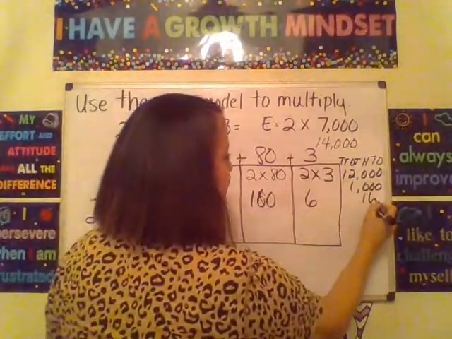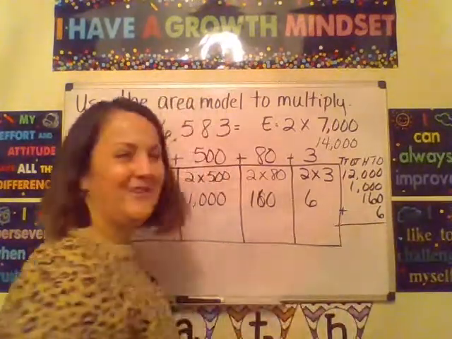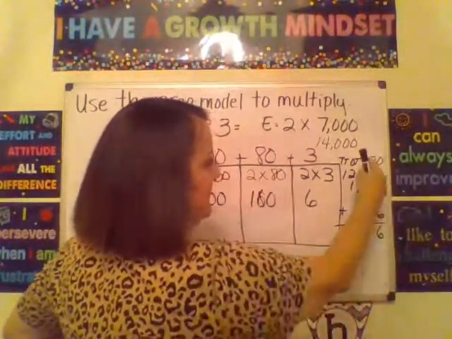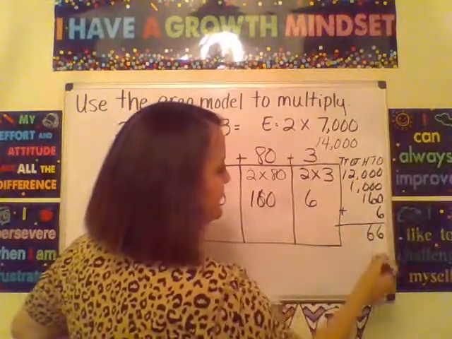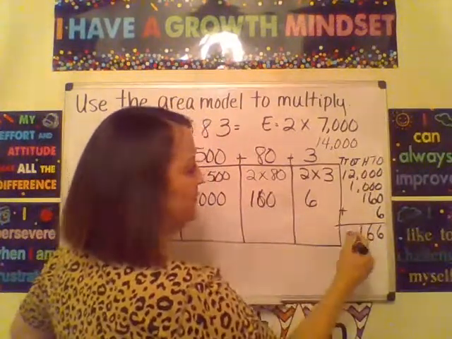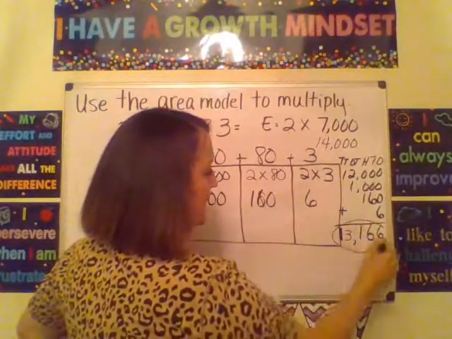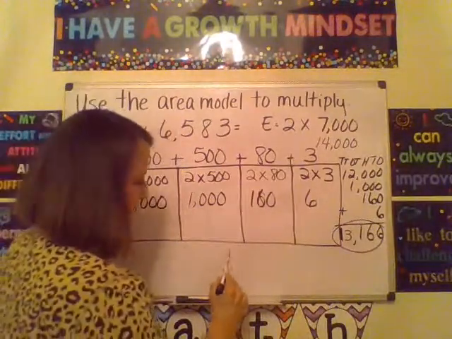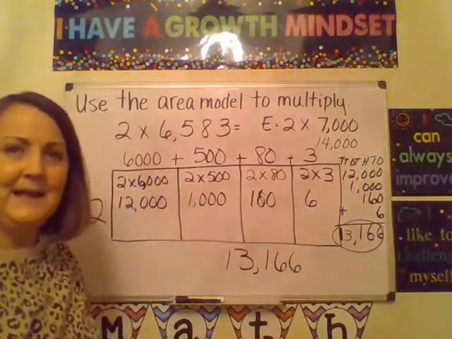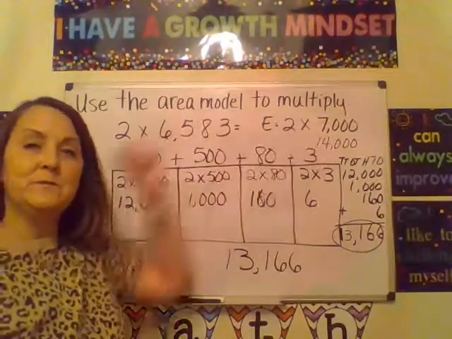Okay, now we're going to put 160. And then our last partial product is 6. And we'll add it all up. Let's start in the ones place. We have 4 add-ins here, and the value is 6. In the tens place, we have 3 add-ins, and we have 6 tens. Here we have 1 100. Here we have 2,000 plus 1,000 is 3. And then bring down the 10,000. And our product is 13,166. Is that reasonable? Absolutely, because our estimate was 14,000.